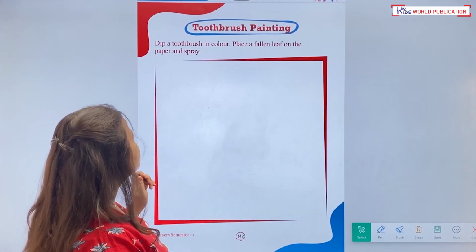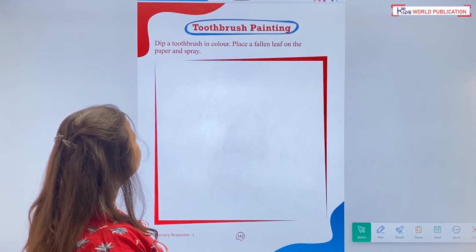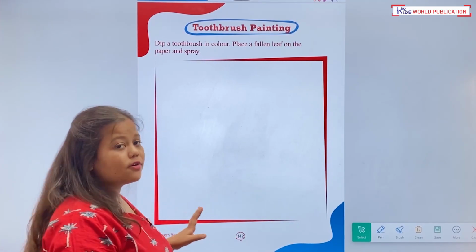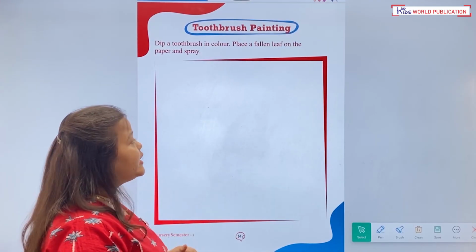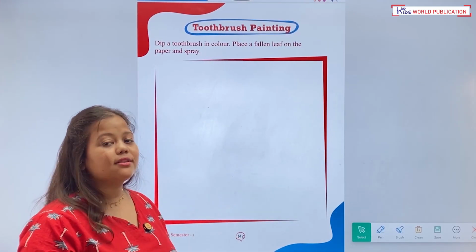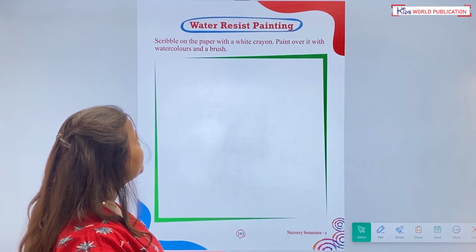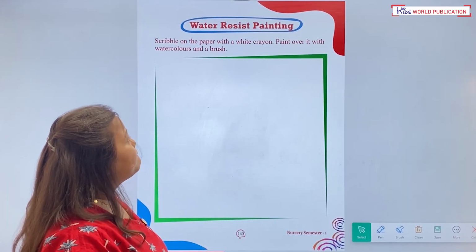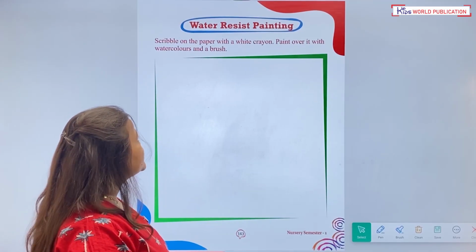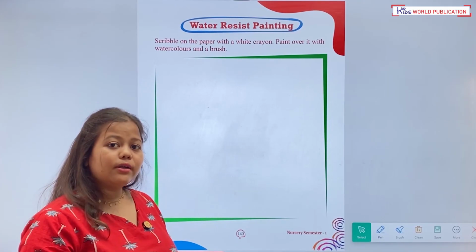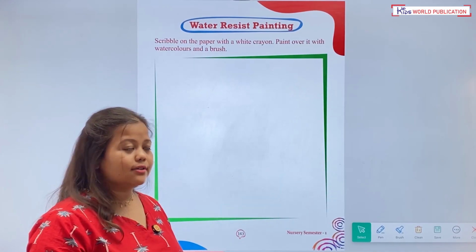Toothbrush painting. Dip a toothbrush in color, place a fallen leaf on the paper and spray. So kids, first you will dip your toothbrush in color and then place a fallen leaf on a paper and then spray the brush. Water resist painting. Scribble on the paper with a white crayon. Paint over it with watercolors and a brush. So first you will scribble on the paper with white crayon and then you will paint over it with watercolor.